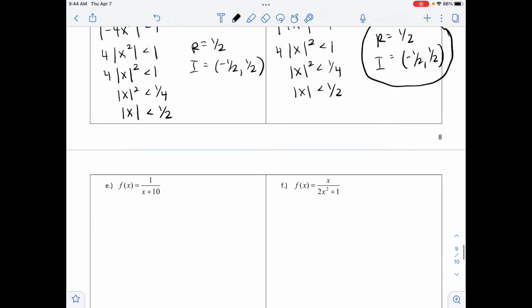So there are 2 more of these on the following page, and I'm going to go ahead and circle both E and F, and we will look at those 2 together in class.